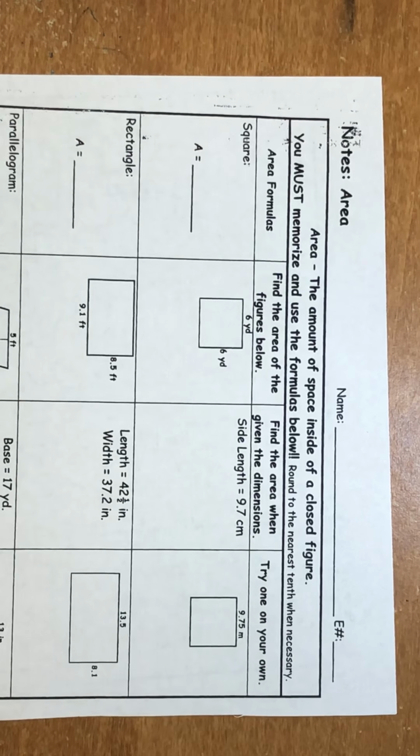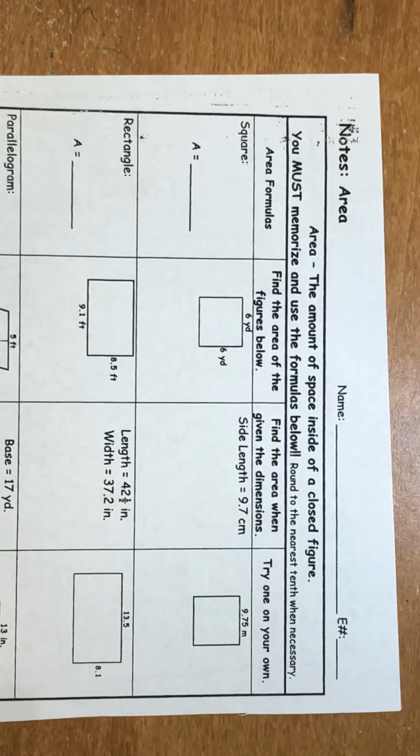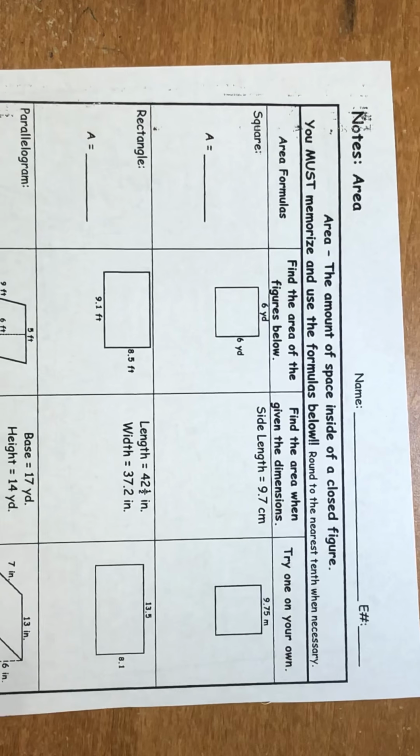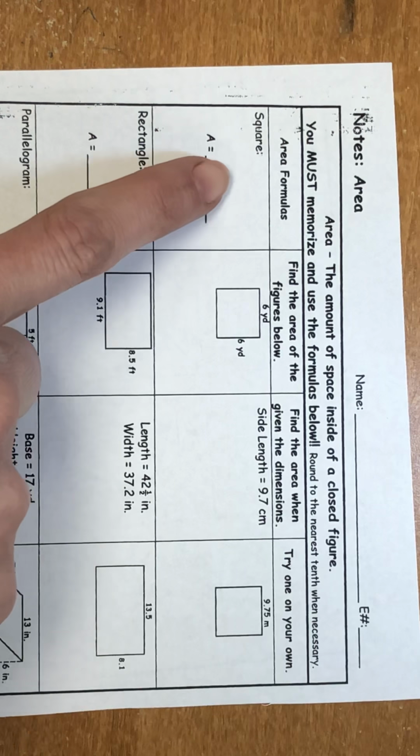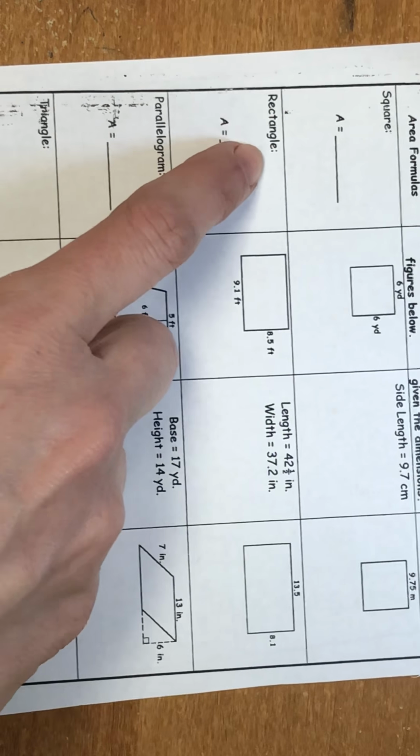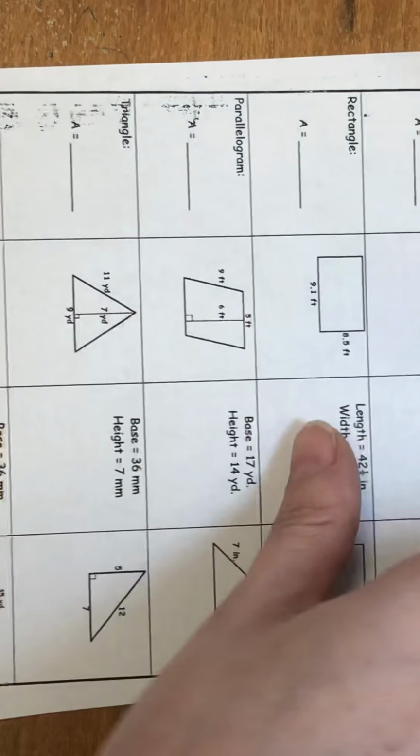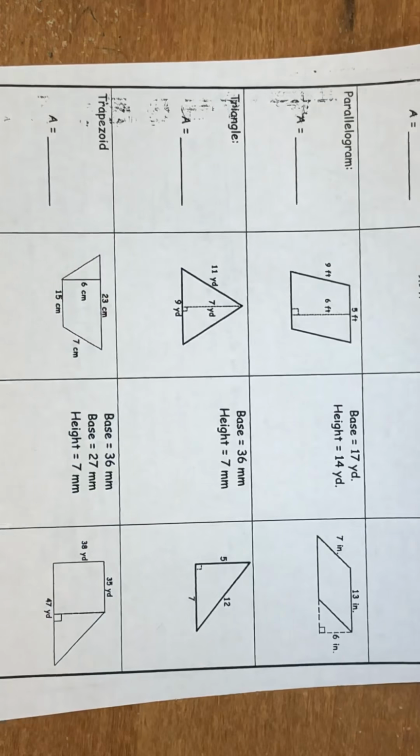All right, this is area notes. So area is the amount of space inside of a closed figure. You must memorize and use the formulas below. Round to the nearest tenth if necessary. So we're talking about area of a square, rectangle, parallelogram, triangle, and a trapezoid.